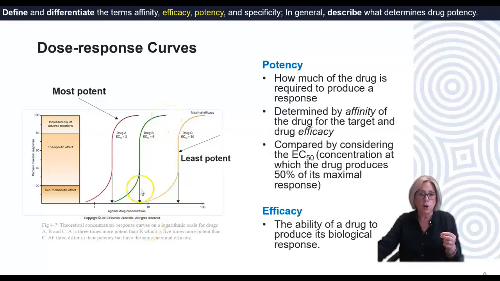It just needs a higher dose, so it's less potent than drug A. And drug C then is the least potent. It's still producing the maximal effect, but you need way more of the drug for it to do so. So A is 3 times more potent than B, which is 5 times more potent than C.